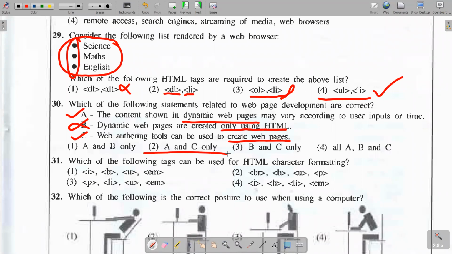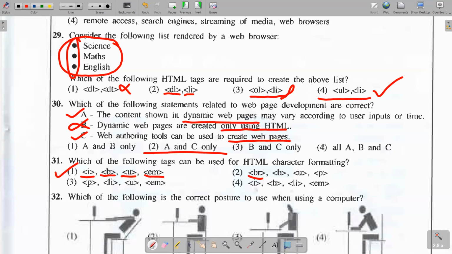All right, 31st. Which of the following tags can be used for HTML character formatting? Yes, it's asking about character formatting, right? So the I tag will italicize the words, the B tag will bold the text, the U tag will draw an underline to a word, and EM will emphasize, that means it's the same as the bold, right? So yes, the first one needs to be the correct answer.